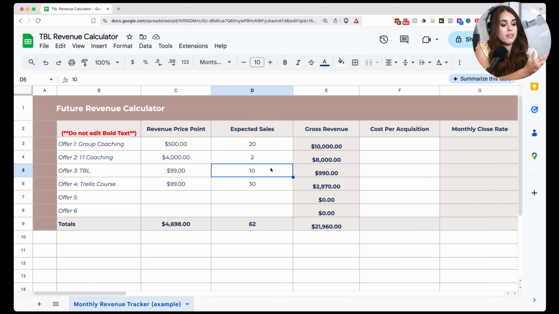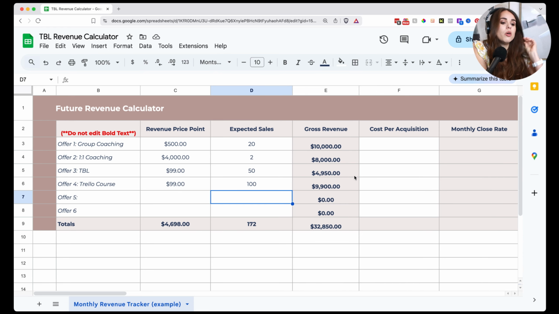If I want to play with the numbers even more, because I know that maybe I am at capacity with one-on-one and my group coaching pod is full, then I will play with Academy, right? This is the next offer, and say, all right, so let's say that I want to sell 50 Academy seats. That boosts things up to $5,000. And then I want to sell 100 copies of my Trello course. Boom, we're hitting $32,000. So you want to play around with these numbers and figure out where you need to be every single month, more or less, in order to hit that goal that you have.